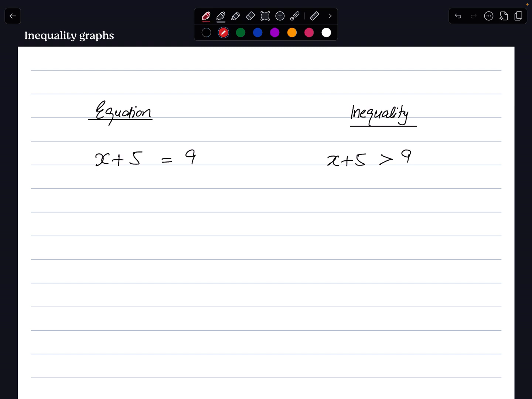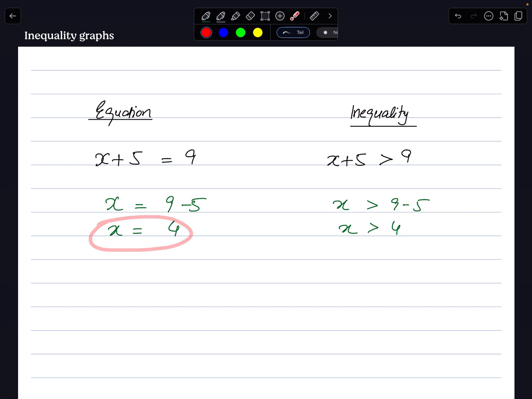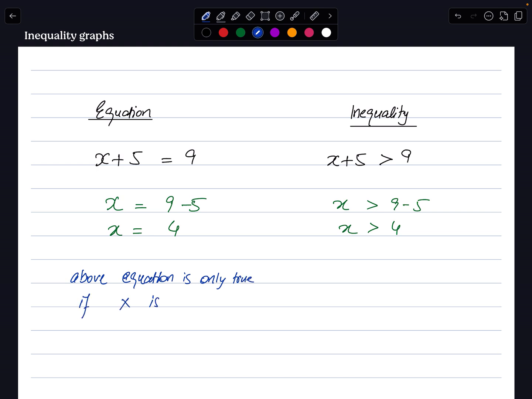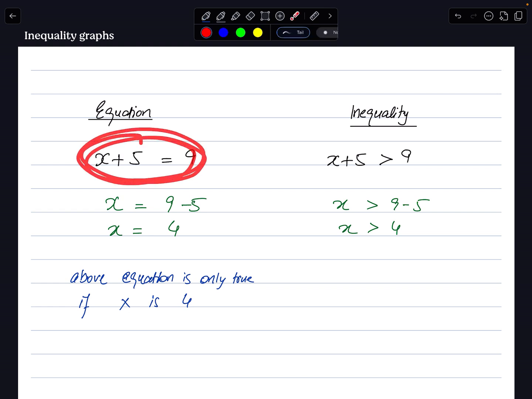When you solve them, you solve them the same exact way. So I take away 5 from both sides. Here x becomes 4, and here too, you take the 5 to the other side and you get x is greater than 4. Now, to solve them, it was exactly the same, but this here means that the above equation is only true if x is 4.